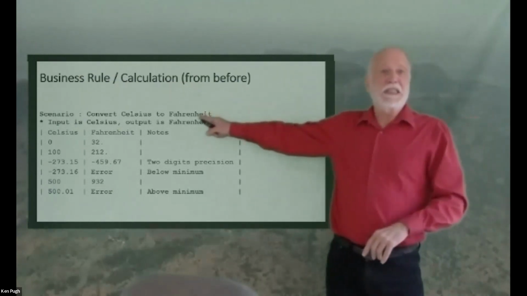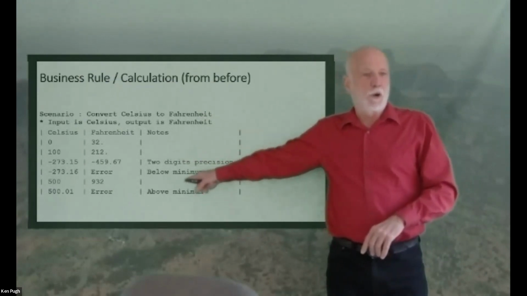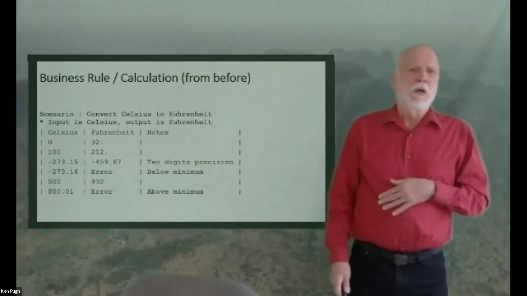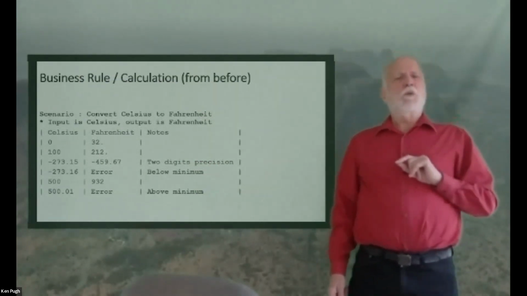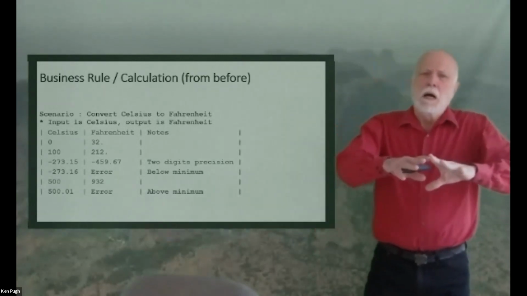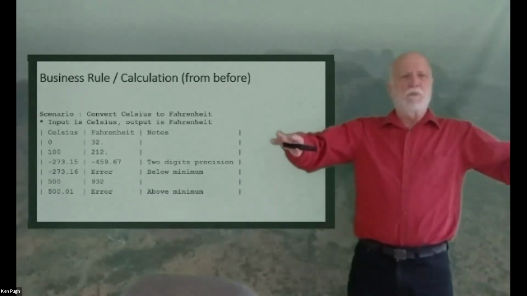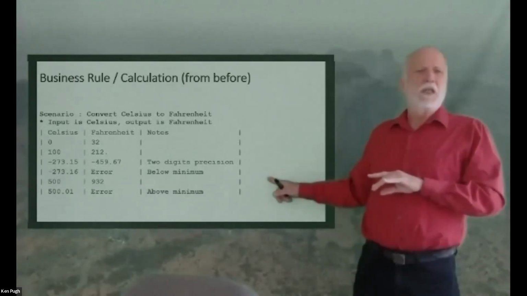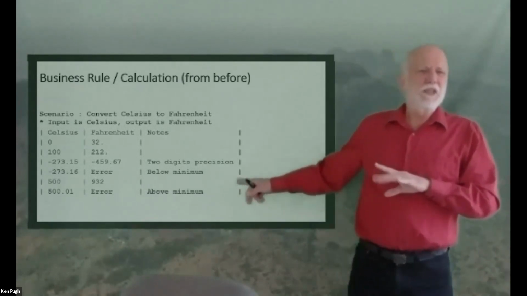So here was our business rule from before. Input is in Celsius, output is in Fahrenheit. There's our input, those are our outputs. And I always like to have a notes column. Why is that? So let me just break off here for one more comment. You could separate this out into multiple scenarios. You could have a scenario about digits of precision. You could have a scenario about minimum and above minimum, and so forth.